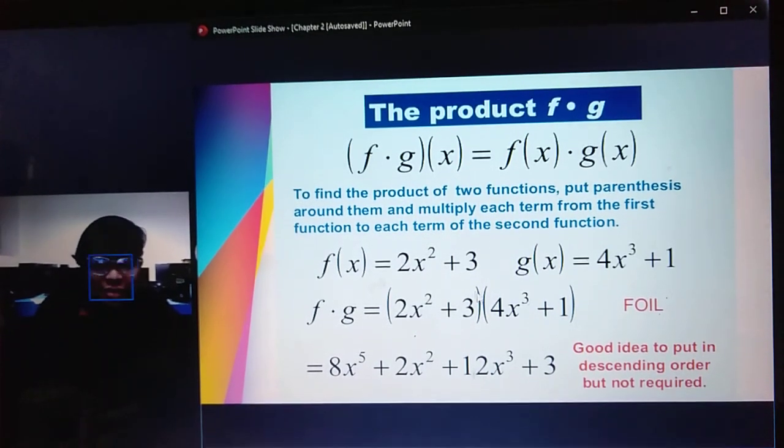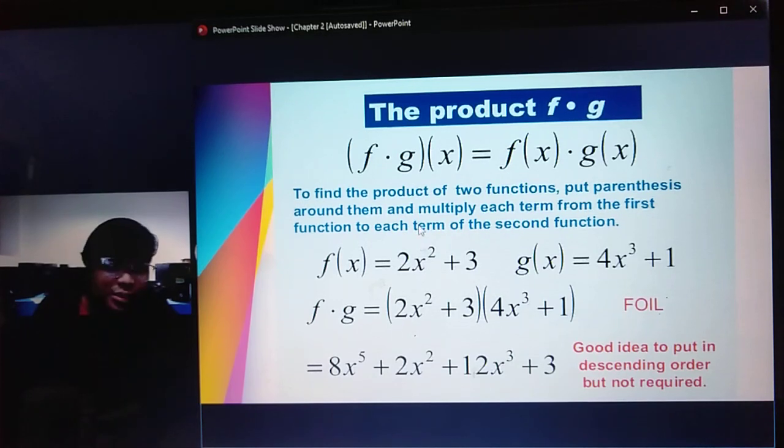That's the FOIL method. So copy lang natin yung mga given. Then multiply natin. So first tayo, sa F muna tayo, first, 2x squared times 4x cubed, or 4x raised to 3. Multiply natin yung 4 and 2, and that's 8. And then, for multiplication of exponents, you'll just add the exponents. So 2 plus 3, kaya 5. Copy mo na yung x. Okay, automatic na yung x.